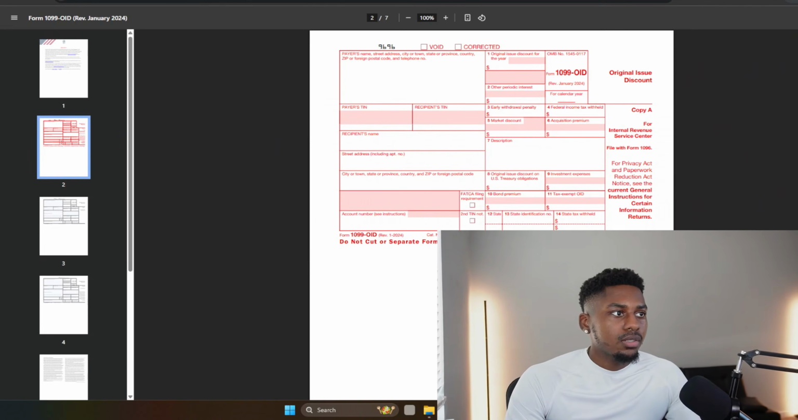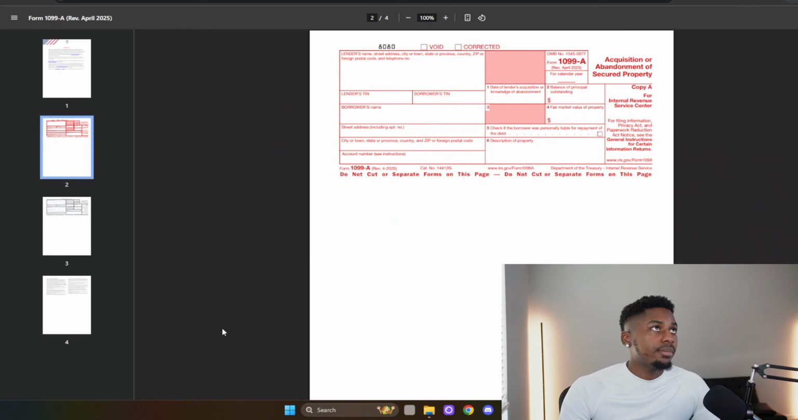Okay, let's talk about the basics. What a 1099A is, what a 1099C is, and what a 1099 OID is. Let's just go straight to the 1099A. So this is the 1099A form. Essentially, it's the acquisition or abandonment of secured property. The Form 1099A is used when a lender repossesses or forecloses on a property, and it tells the IRS that the property was either abandoned or acquired, usually due to a loan default.